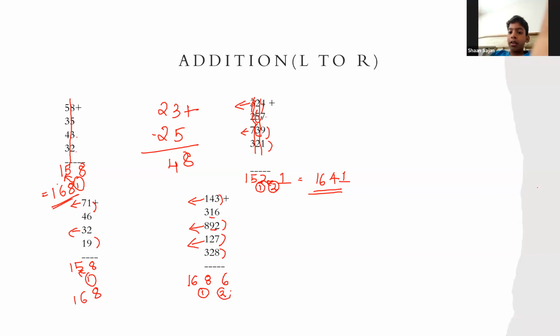Right? 7 plus 3 is 10. 8 plus 2 is 10. 10 plus 10 is 20. 20 plus 6 is 26.